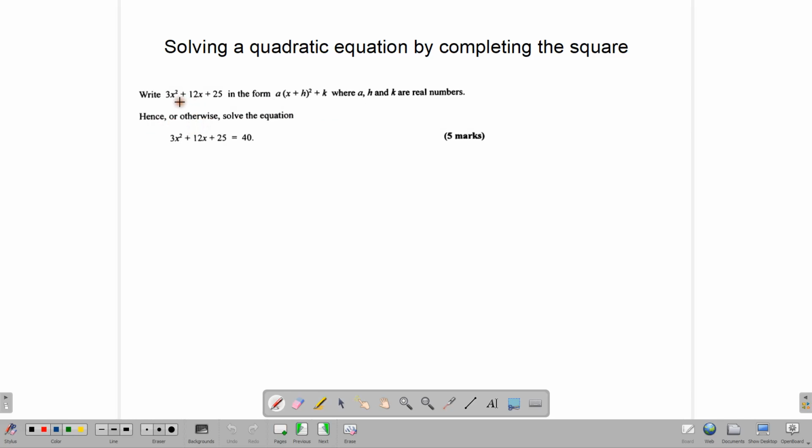First, let us write this expression in that form. 3x squared plus 12x plus 25. First, we separate these two terms. Then, let's factor the 3 from the bracket. 12 divided by 3 gives us 4x.